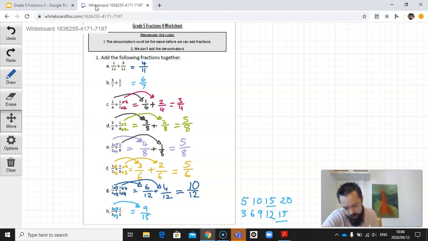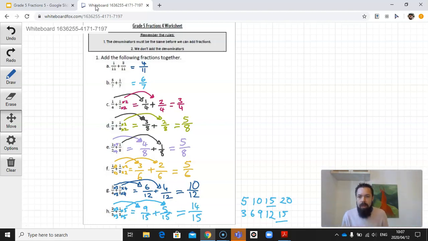This one, I've got to get the denominator to 15. So 3, 6, 9, 12, 15. It's times by 5. So 1 times 5 is 5. 3 times 5 is 15. Remembering to keep the order the same. Now that I've got them there, easy to add. And 14 on top. All right, so that was the homework.